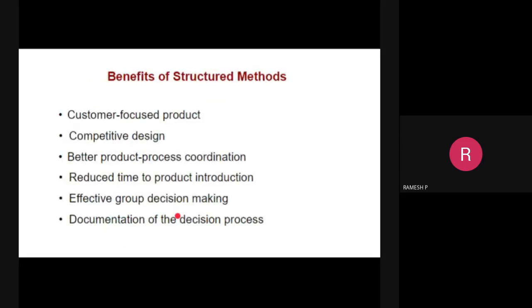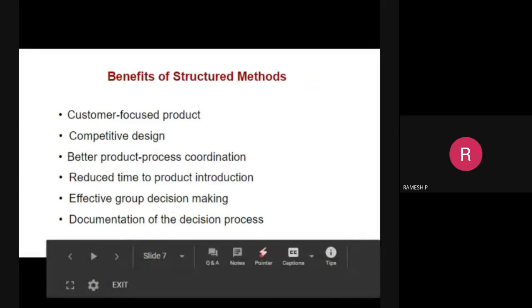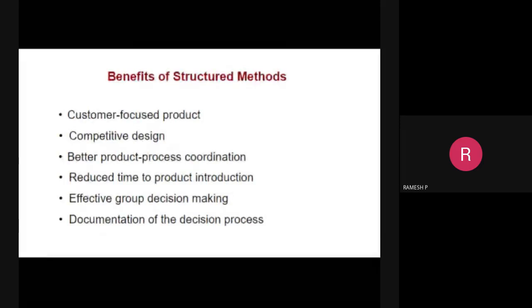Okay. Quickly, we will go ahead with why we must use this kind of structured methodologies or structured methods. What are the benefits behind this? If I say customer focused product, why must we focus on utilizing structured methods based on customer focus? Because these concepts are directly evaluated against what customers need and their own preferences and taste.